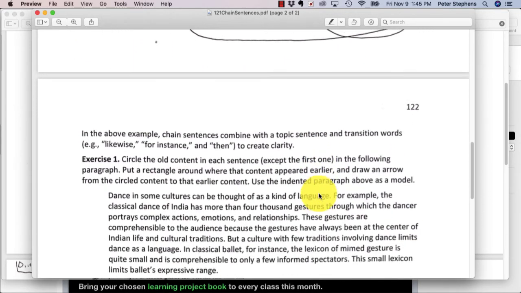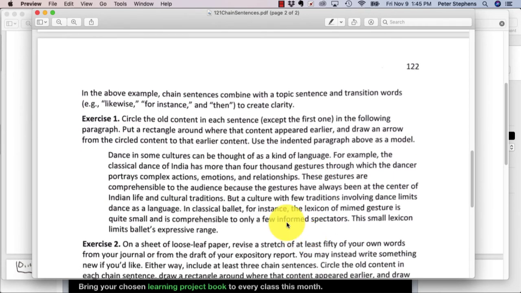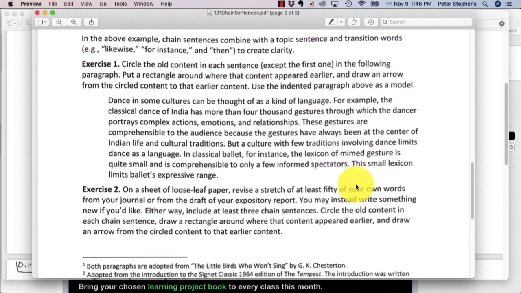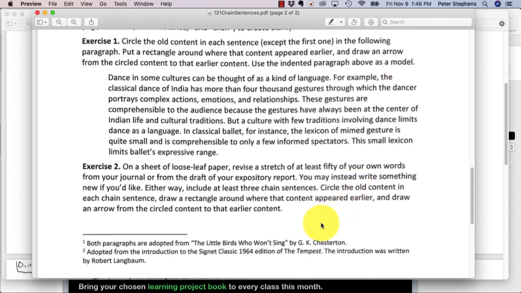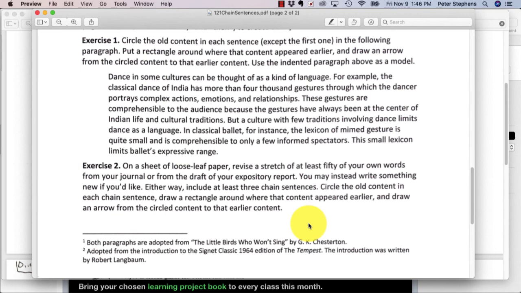All right. Your job, what you have to turn in, is exercise 1. Try your hand at this. Circle the old content in each sentence, except the first one, of course, in the following paragraph. Put a rectangle around where the content appeared earlier. Draw an arrow from the circled content to that earlier content. And you can look at the Shakespeare example at the bottom of page 121. Use the indented paragraph above as a model. And then we'll be looking in conference for your chain sentences that you'll show in one of the paragraphs on your report.